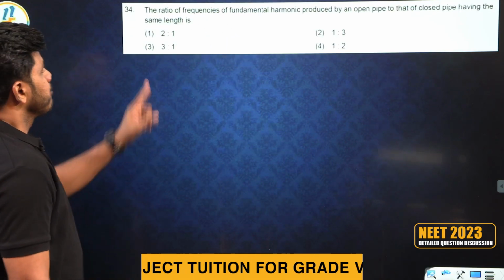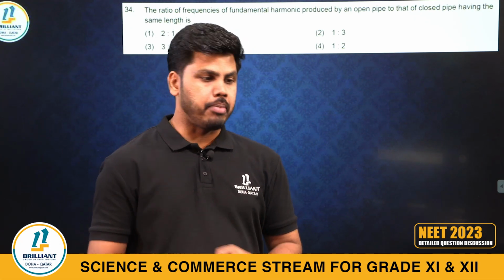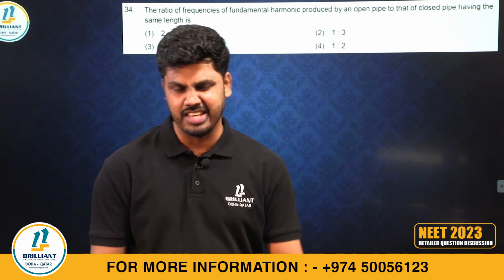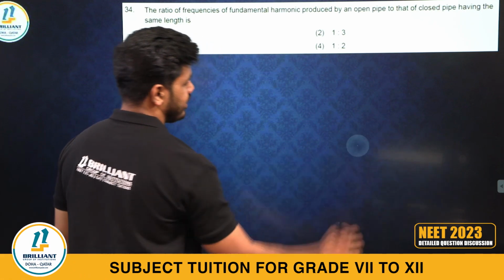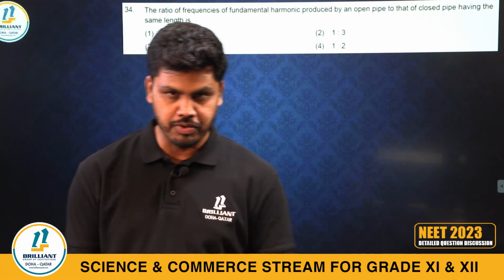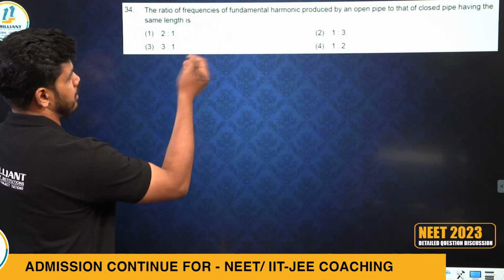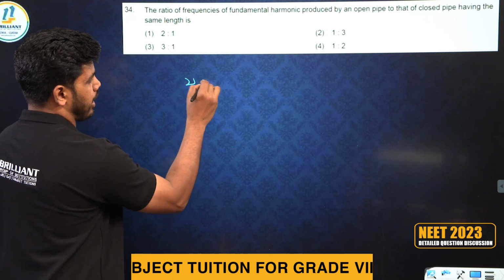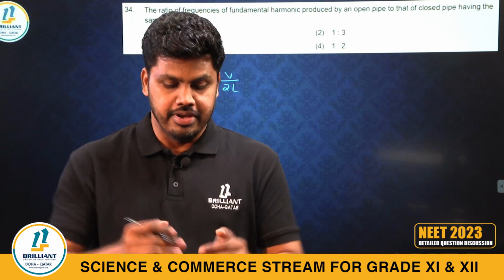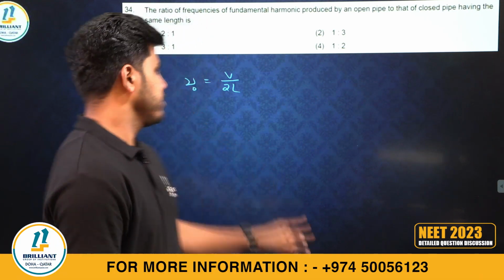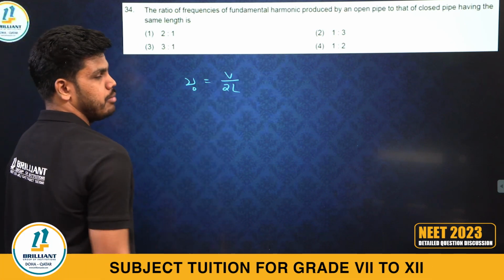Okay, now 34. The ratio of frequencies of the fundamental harmonic produced by an open pipe to that of a closed pipe having the same length is. We know the expression for fundamental frequency, right? Chapter Waves, chapter 15, the last chapter from 11th class. The fundamental frequency of an open pipe is V by 2L, where V is the velocity of the wave in that pipe and L is the length of the pipe. So the frequency of the open pipe, nu naught, is equal to V by 2L.